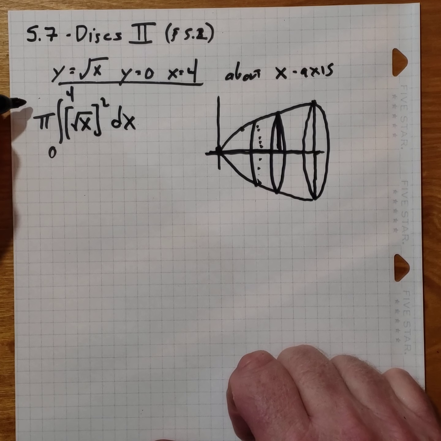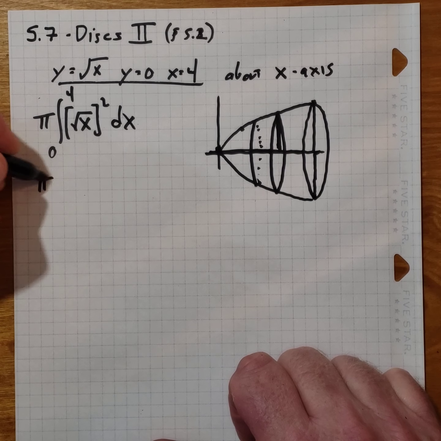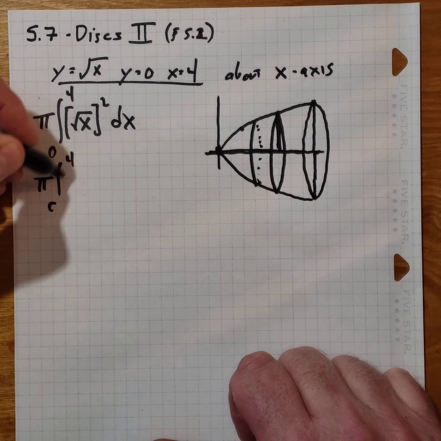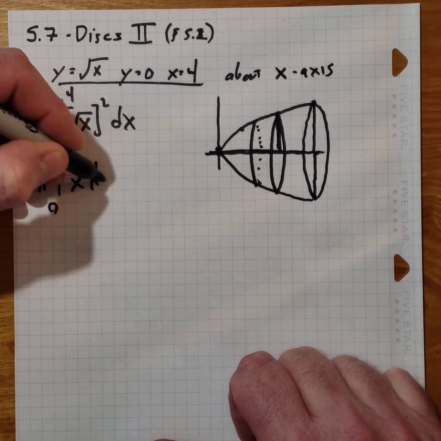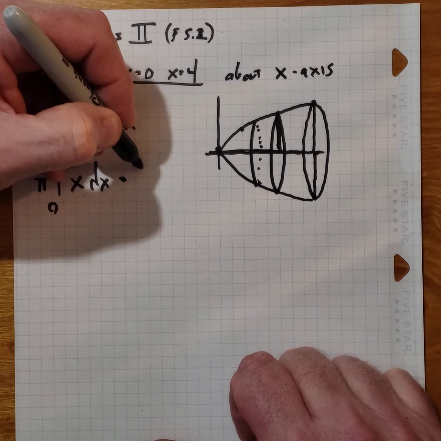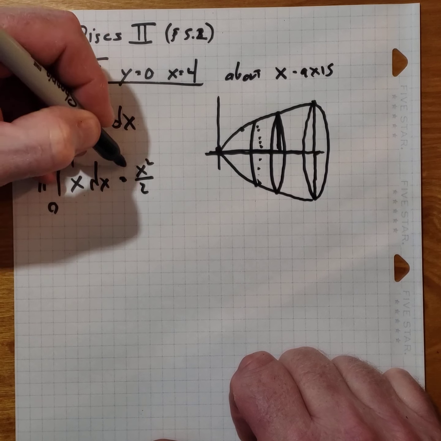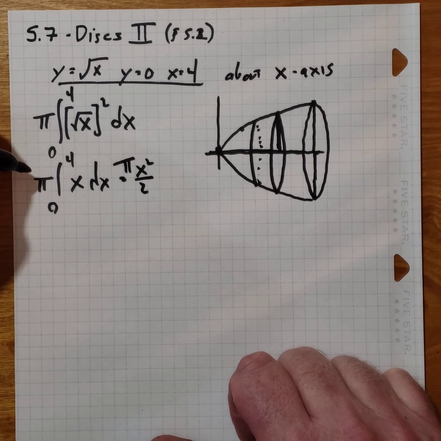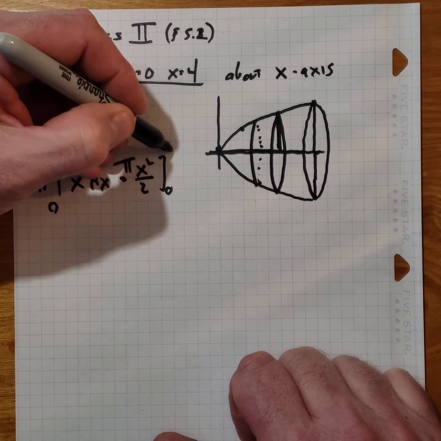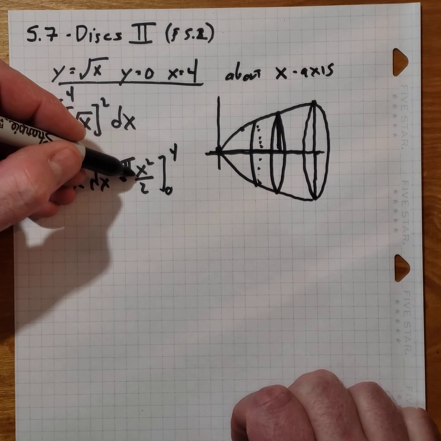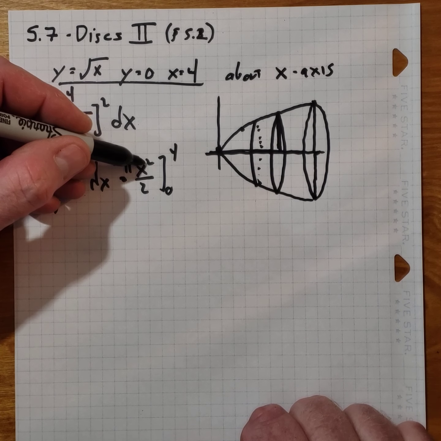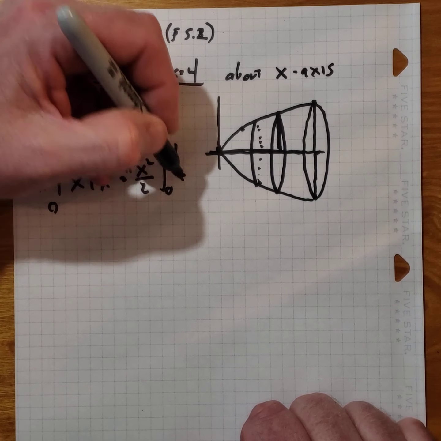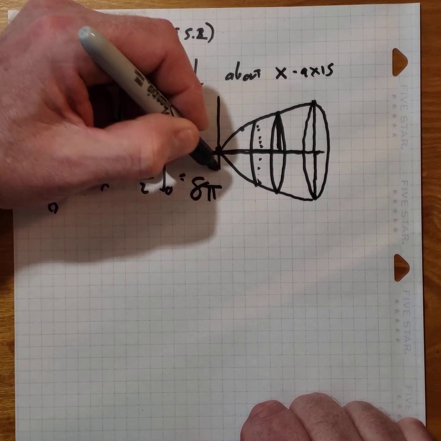So there's our integral. This one's real simple, right, because it's the integral from 0 to 4 of just x dx. So we know that's going to be x squared over 2. Sorry, I lost my pi. Don't do that. Pi times x squared over 2 from 0 to 4. Plug in the 4, and we get 4 squared is 16 divided by 2 is 8. We get 8 pi.